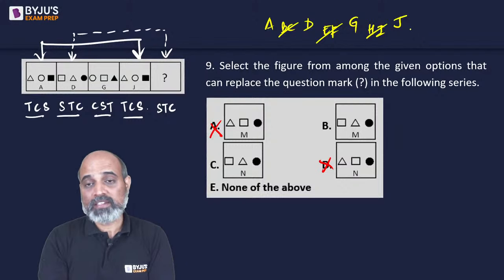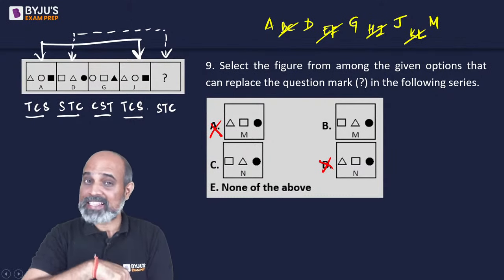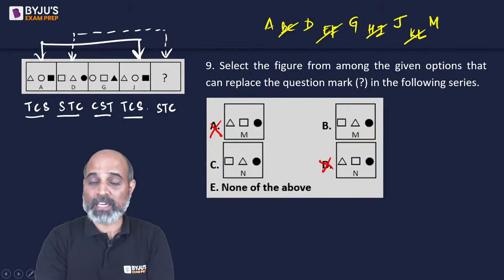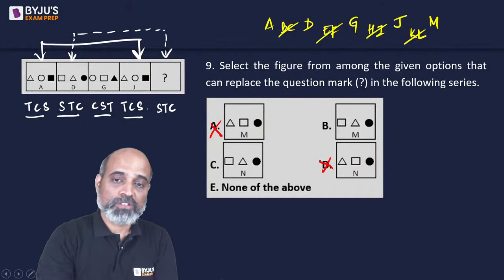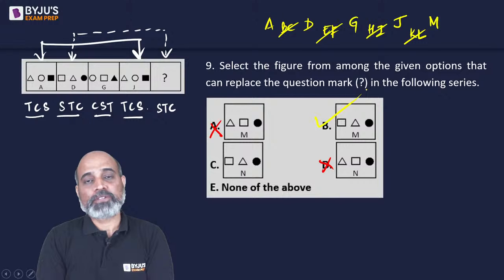So A, D, J हो चुका है. अब J के बाद K and L should be missing and you are supposed to have an M. So between B and C, C has N at the southmost side, B has M. So B is going to be the answer.